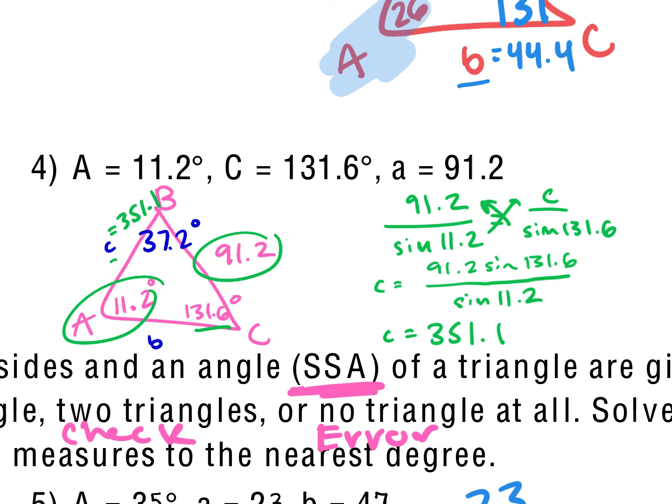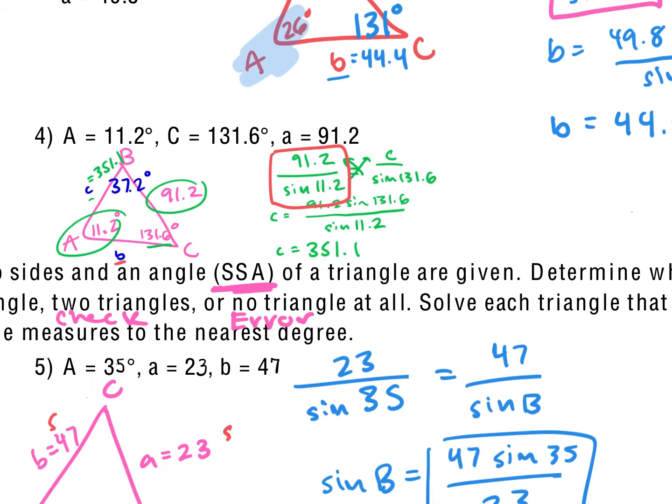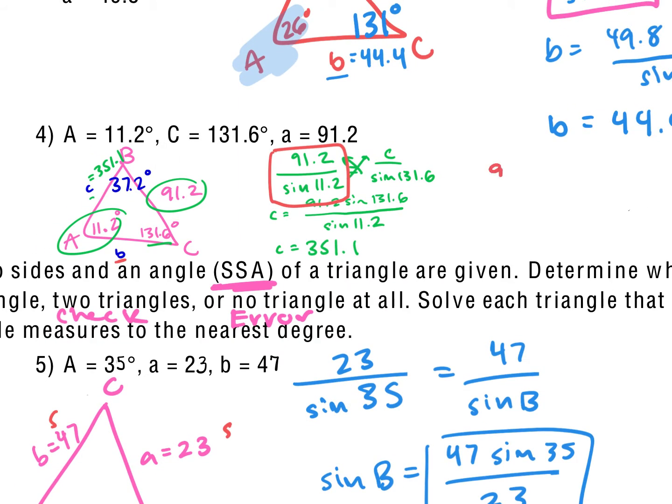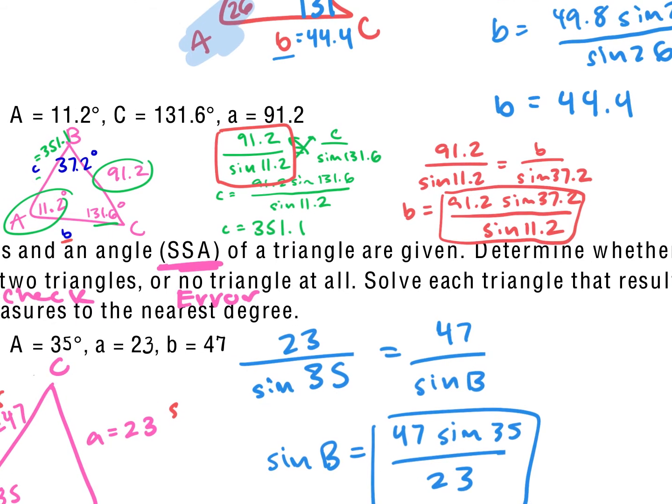And then lastly, we can find B. So I'm going to use the same proportions of A over sine of A to find side B also. So 91.2 over sine of 11.2 is equal to B over sine of 37.2. Okay. Cross multiply and divide. So we get B is equal to 91.2 times sine of 37.2 over sine of 11.2. We put this into our calculator. So what do we get for B?